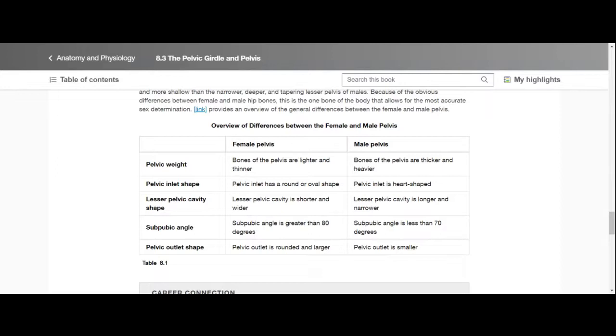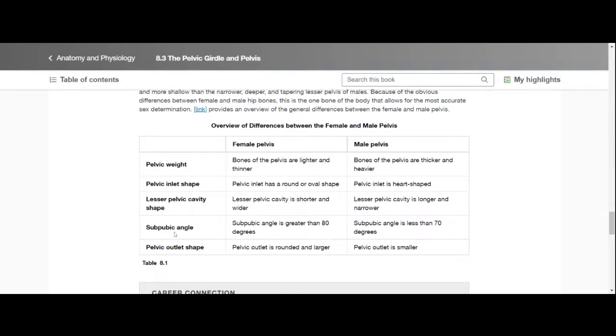The difference between pelvic weight: the female pelvis bones are lighter and thinner, while the males are thicker and heavier. The pelvic inlet shape: the female pelvis has a round or oval shape. The pelvic inlet of the male is heart-shaped. The female has a lesser pelvic cavity and is shorter and wider. The lesser pelvic cavity of the male is longer and narrower.